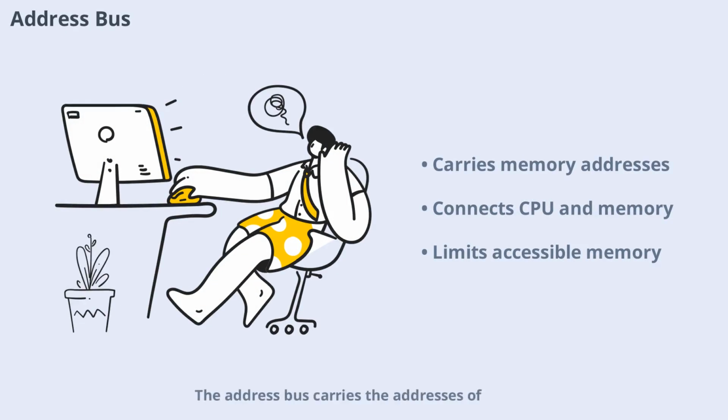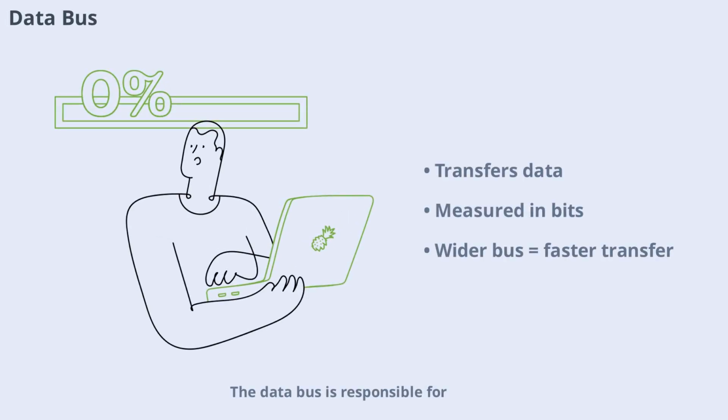The address bus carries the addresses of data and instructions between the CPU and memory. It tells the system where to find or store information. The width of the address bus determines how much memory the computer can access, making it a key factor in system capability. The data bus is responsible for transferring actual data between the CPU, memory, and other units.